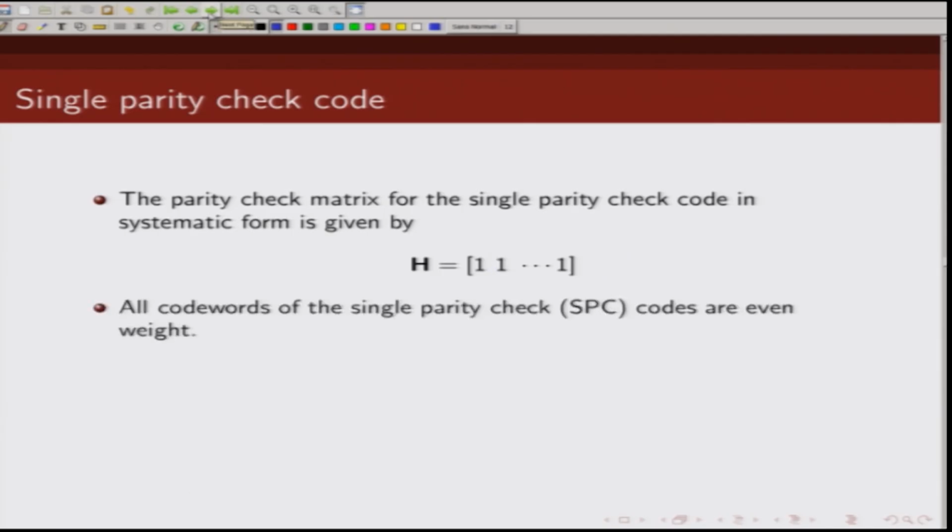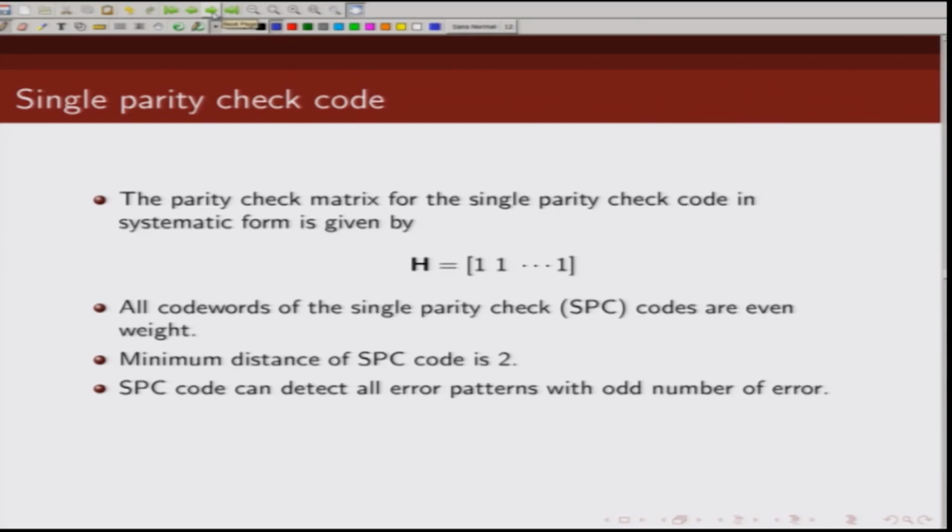As I mentioned, a very interesting property of single parity check codes is that all code words of single parity check codes are of even weight. And we can see the minimum distance of the code is 2. A very simple way to check is to look at the columns of the parity check matrix. What is the minimum number of columns that add up to 0? In this case 2. Any 2 columns will add up to 0. So, the minimum distance of this code is 2.